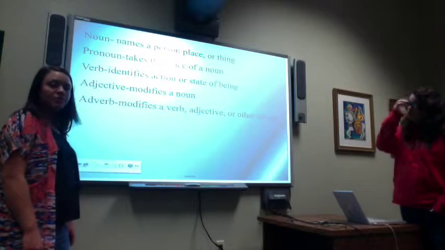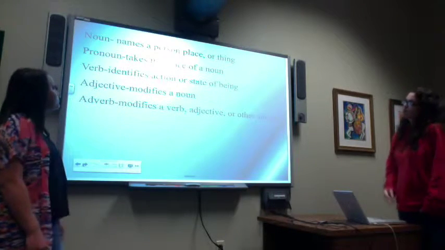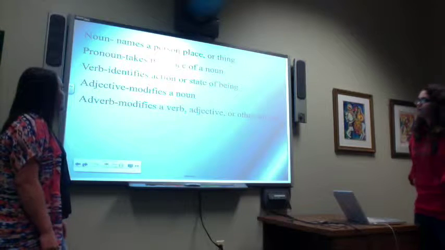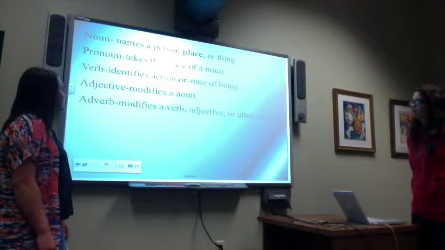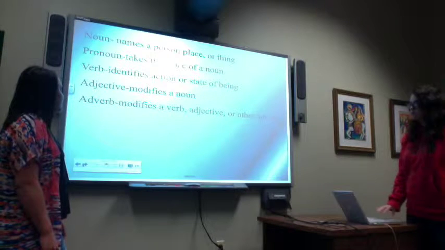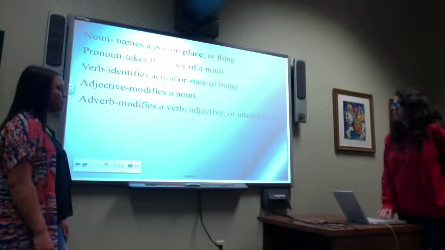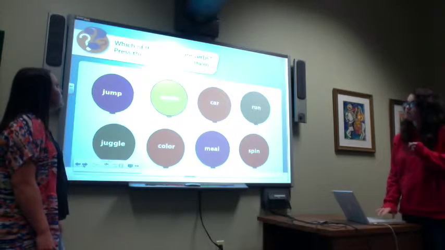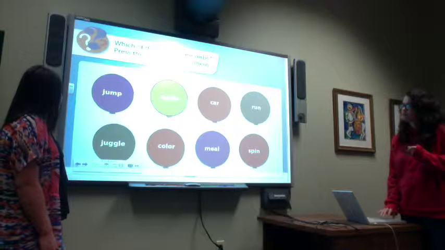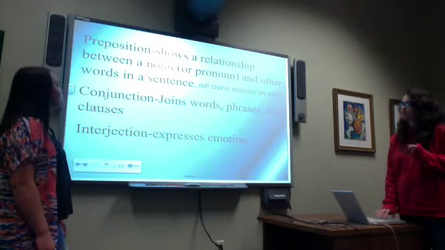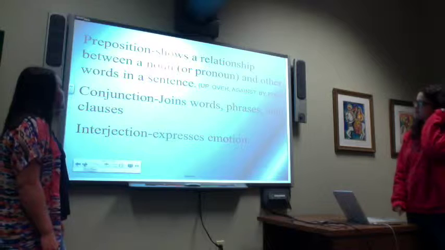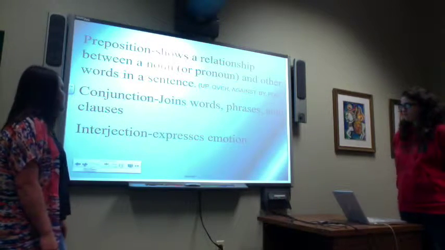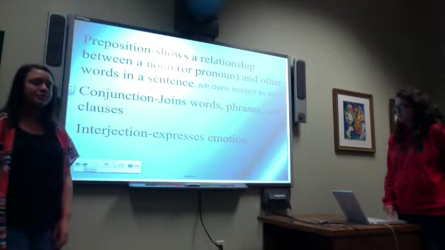Next we're going to go over a few vocabulary words. We have noun, which names a person, place, or thing. Pronoun takes the place of the noun. Verb identifies action or state of being. Adjective modifies a noun. Adverb modifies a verb, adjective, or other adverb. Then we have preposition, which shows a relationship between a noun or pronoun and other words in a sentence. Then we have conjunction, which joins words, phrases, and clauses, and then interjection, which expresses emotion.